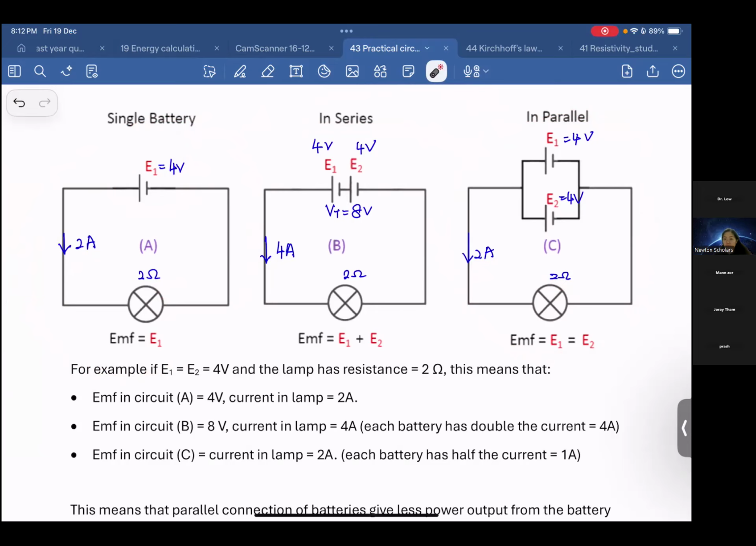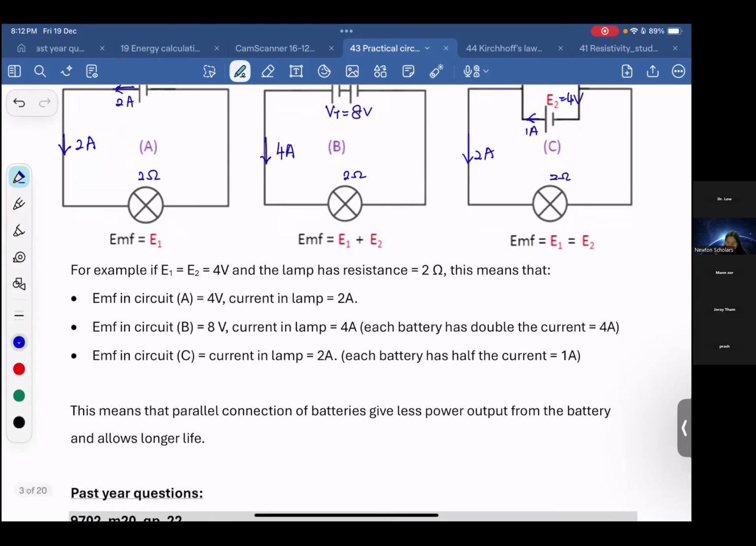Because E1, E2 has half the current. Yes, correct. Boys and girls, look here. This is 2 ampere. So here, from E1 I only need 1 ampere, and from E2 I only need 1 ampere. Can you see that just now for the first case, one battery had to provide 2 ampere. But right now, E1 and E2 are connected in parallel, they just need to provide half the current, only 1 ampere.